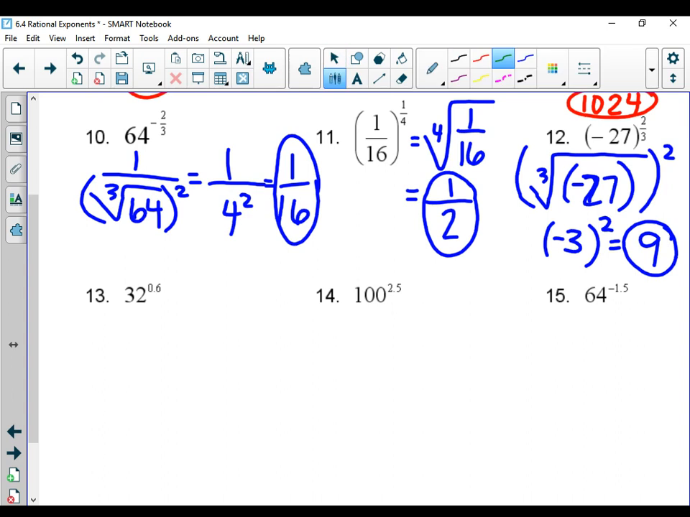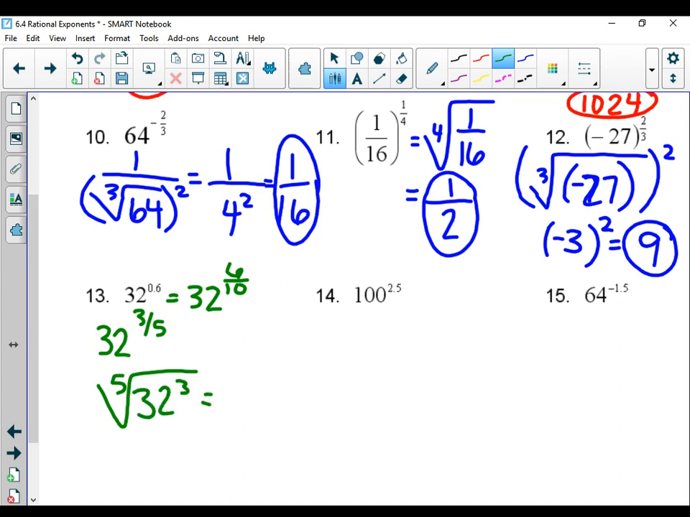So if I think about 0.6, that's the same thing as 6/10, which reduces to 3/5. So 32 raised to the 3/5 means it's the 5th root of 32 cubed. We already talked about what the 5th root of 32 is. We said it was 2, and 2 cubed gets me 8. So even decimals, you just have to convert them to fractions, and then you can go from there.